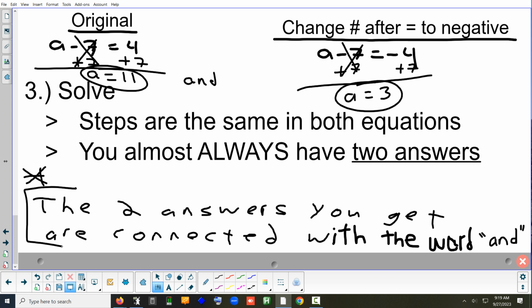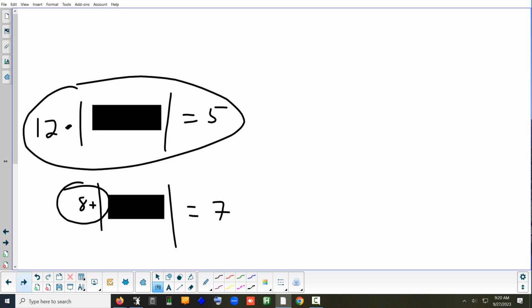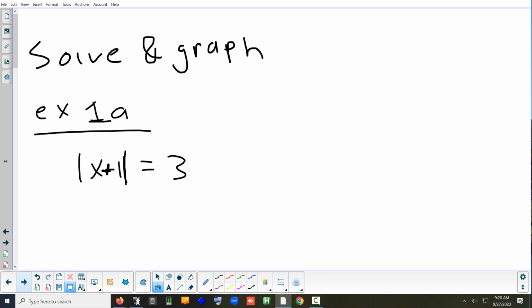Okay, so remember that you might not always have to get the absolute value by itself. Look at this one. Is there anything you need to do to get the absolute value by itself? No, it already is. So you're ready to take this problem and split it into 2 problems right away. Take a minute or 2, try that, and see if you can get the 2 answers.